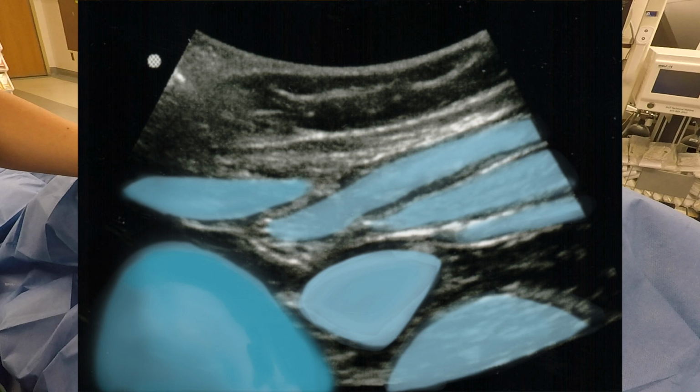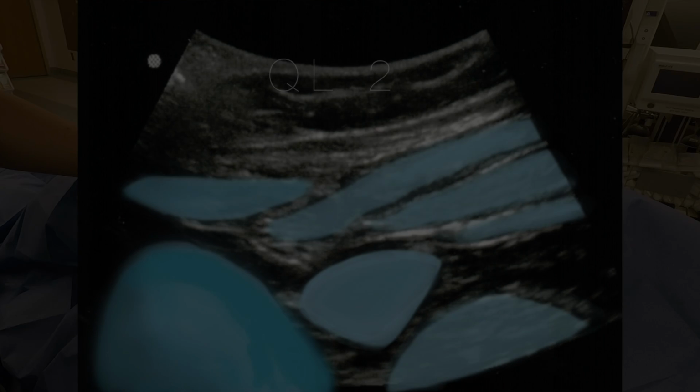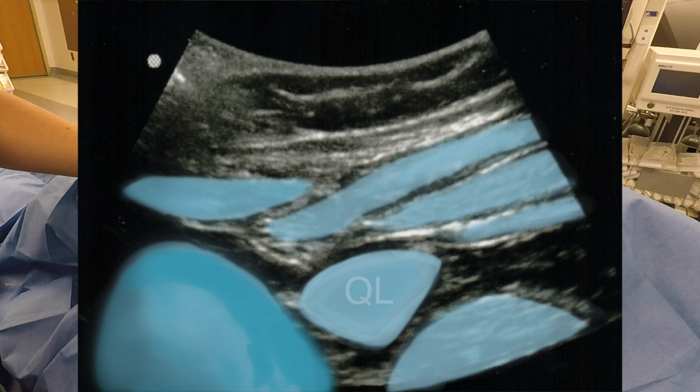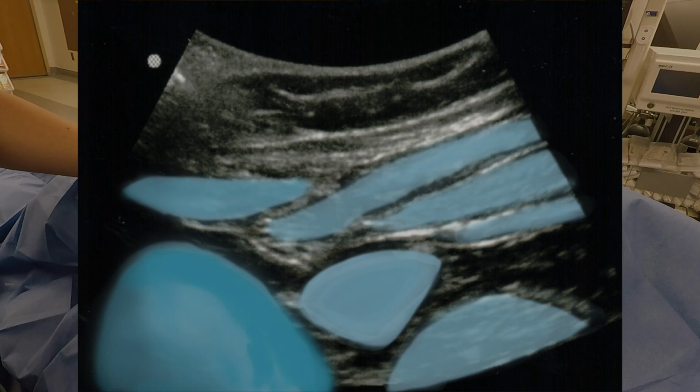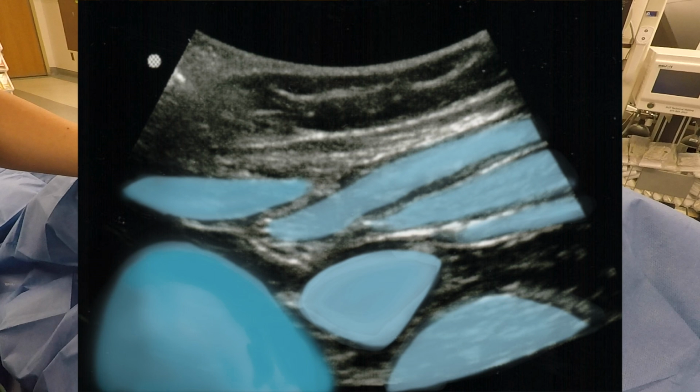Perform an aspiration test to prevent inadvertent vascular or peritoneal penetration. The test should be negative for blood and air. Inject local anesthetic slowly. It will appear hypoechoic. Note the hydrodissection of the local anesthetic as it separates the muscle layers. Perform the aspiration test after every 5 milliliters or each time the needle is moved. Remove the needle after the appropriate dose of local anesthetic is deposited.